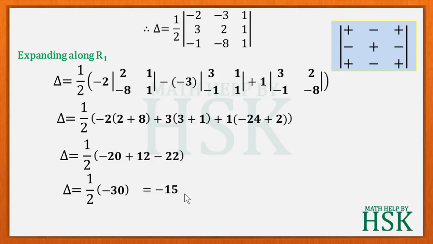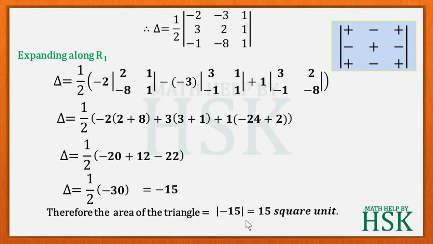But the area of the triangle cannot be negative. So therefore the area of the triangle is equal to modulus of minus 15, that is equal to 15 square unit, which is the answer to part 3. So this is how we are going to solve this question.